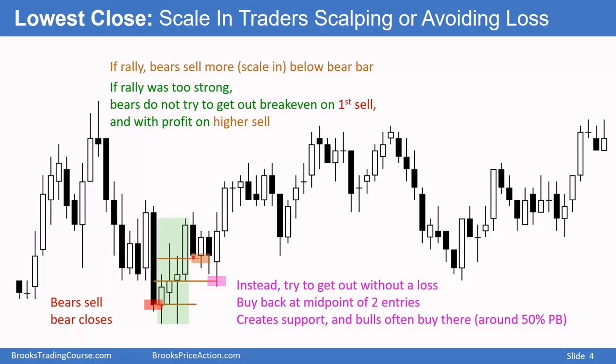They sell that close, they sell this bar or slightly below it, and then they place a limit order to get out break even at the midpoint of their 2 entry prices. And therefore, this is support as well, the midpoint of 2 reasonable entry prices. And it's a 50% pullback. I don't have it drawn in, but from this low to that high, this is about a 50% pullback. And bulls will always have limit orders to buy a 50% pullback after a strong reversal.